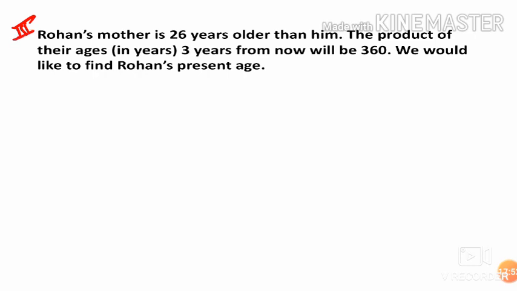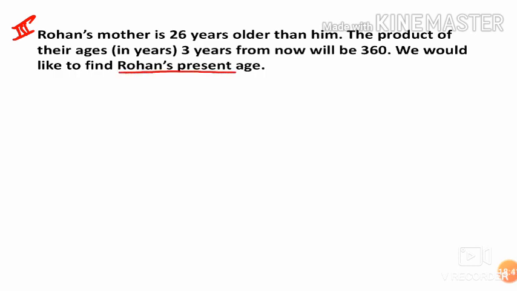The third problem is based on age. Remember in chapter 3, that is pair of linear equations, we have done problems based on age. But in this case, we are going to form quadratic equation and not simultaneous equations. Rohan's mother is 26 years older than him. The product of their ages 3 years from now will be 360. We would like to find Rohan's present age.